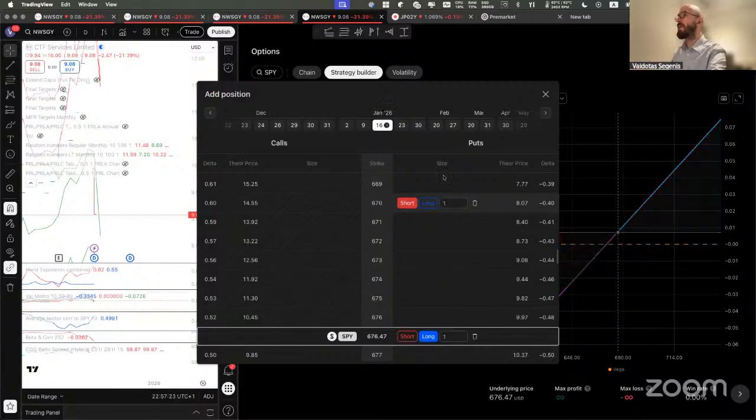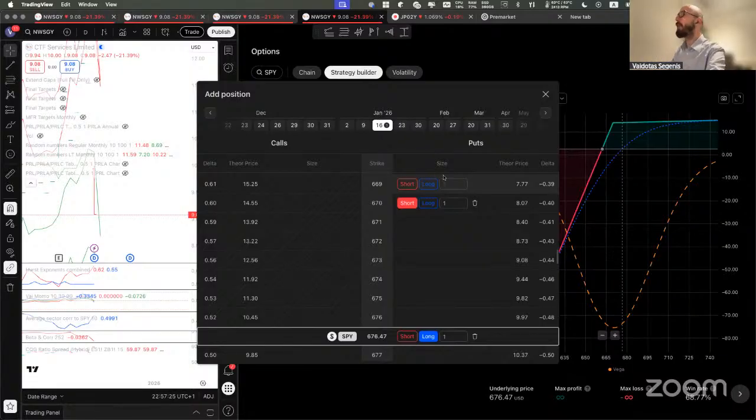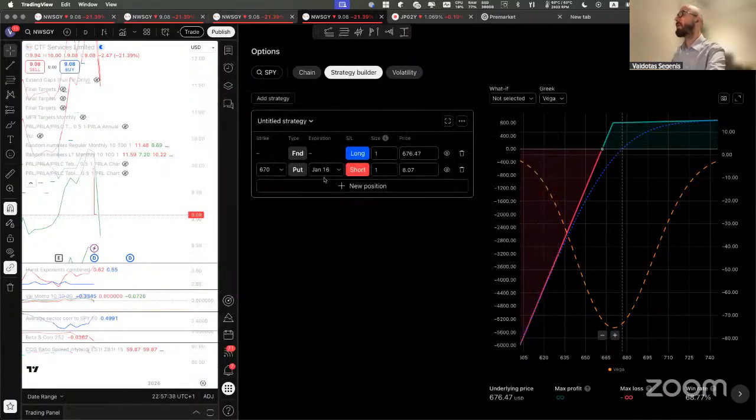But what happened now? And don't look at these payoff diagrams because the calendars and diagonals, of course, they are showing the diagram at the expiration. But basically, let's take a look.